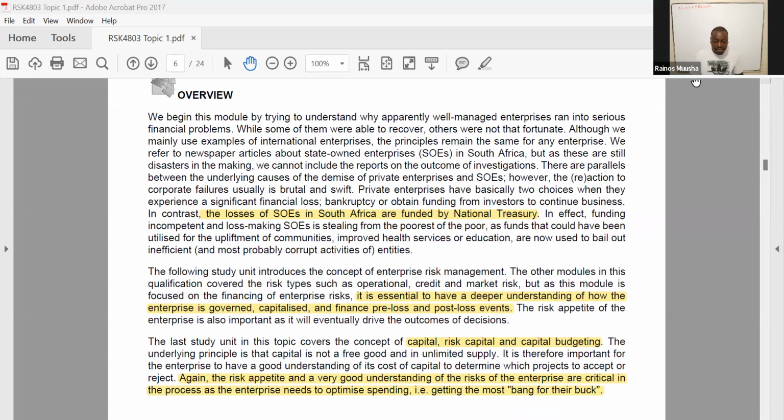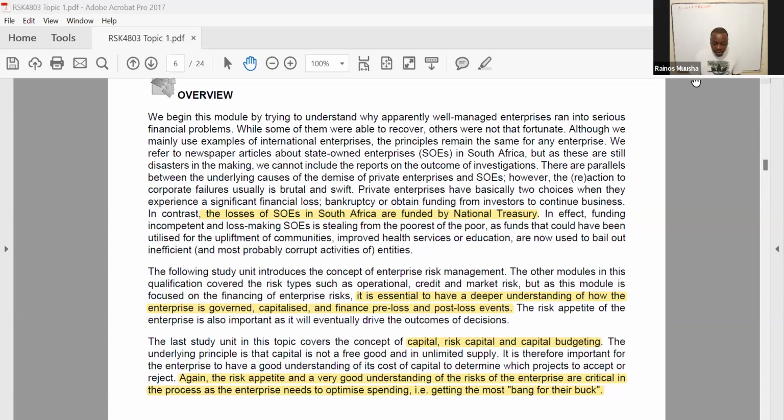that have been seen when you look at specifically, for example, in South Africa as well. So here they say we begin this module by trying to understand why apparently well-managed enterprises ran into serious financial problems. While some of them were able to recover, others were not that fortunate. Although we mainly use examples of international enterprises, the principles remain the same for any enterprise.